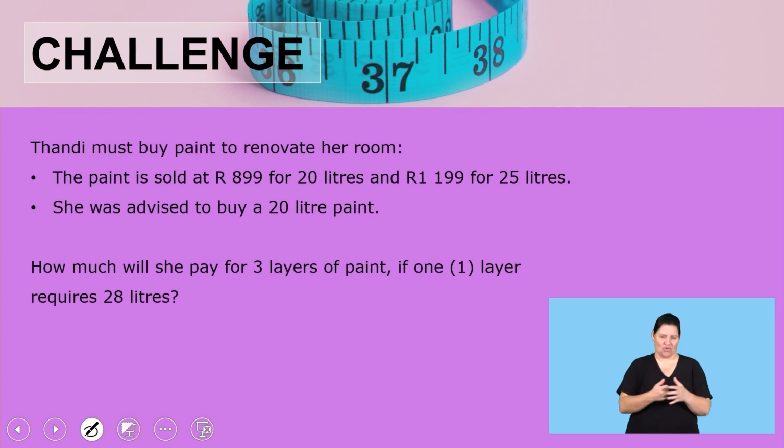Okay, now here's a challenge question. Thandi must buy paint to renovate her room. The paint is sold at 899 rand for 20 liters and 1,199 for 25 liters. She was advised to buy a 20-liter paint. How much will she pay for 3 layers of paint if 1 layer requires 28 liters? I hope you will take this challenge. You will look at the notes of what you've done, and you will work it out and be proud of yourself.